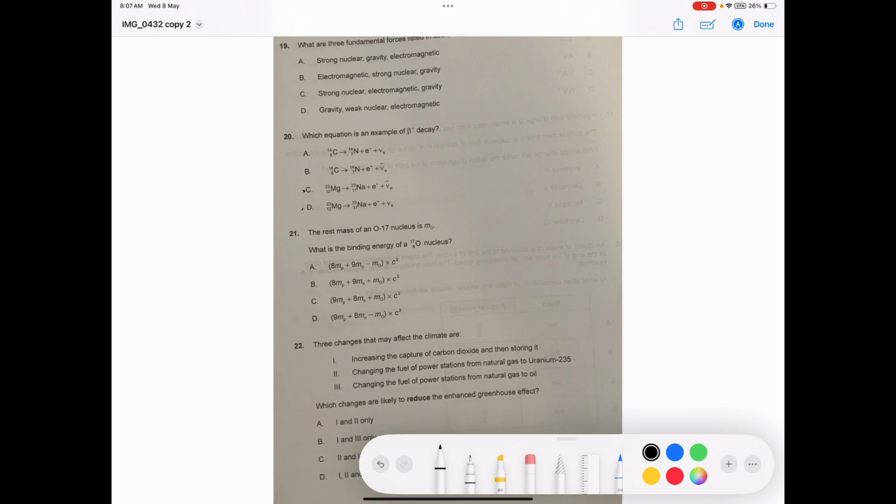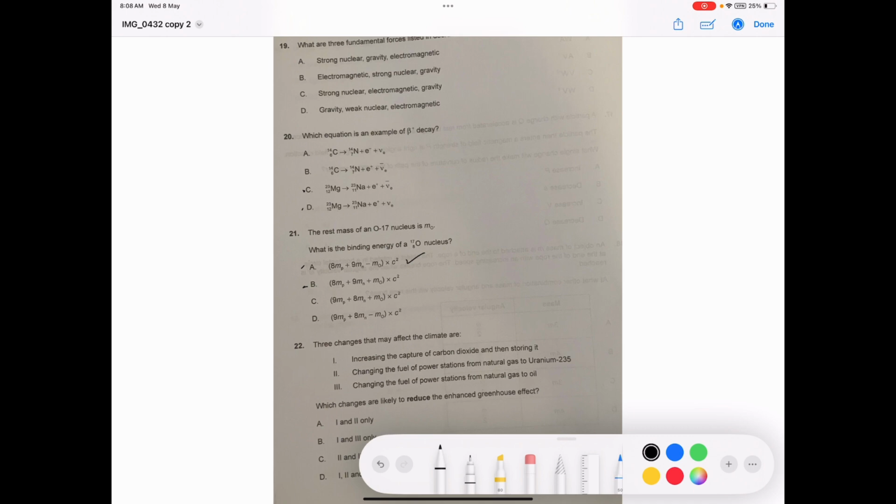21. The rest mass of an O17 nucleus is m0. What's the binding energy of a 17,8 oxygen nucleus? The number of protons is 8, so we know the answer is going to be immediately either A or B. And the number of neutrons is 9, of course, because 9 and 8 is 17. To get the binding energy, we have to subtract the actual mass of the nucleus from the total mass of the protons and neutrons. So the answer is A, 8mp plus 9mn minus m0.